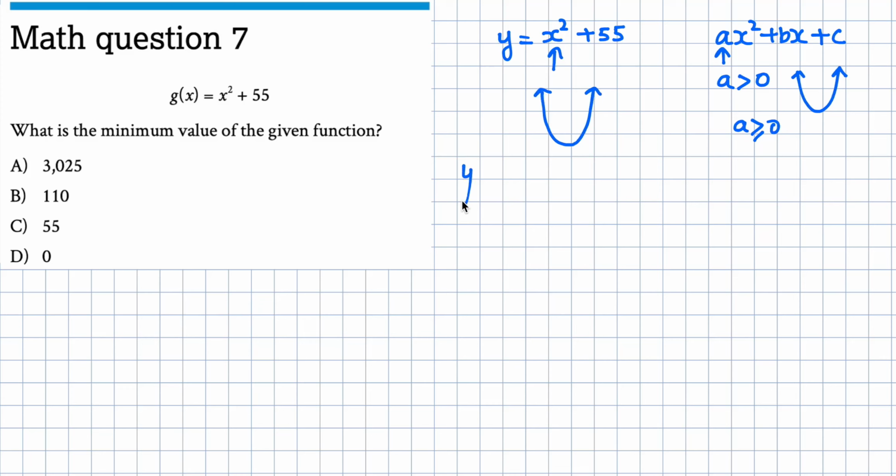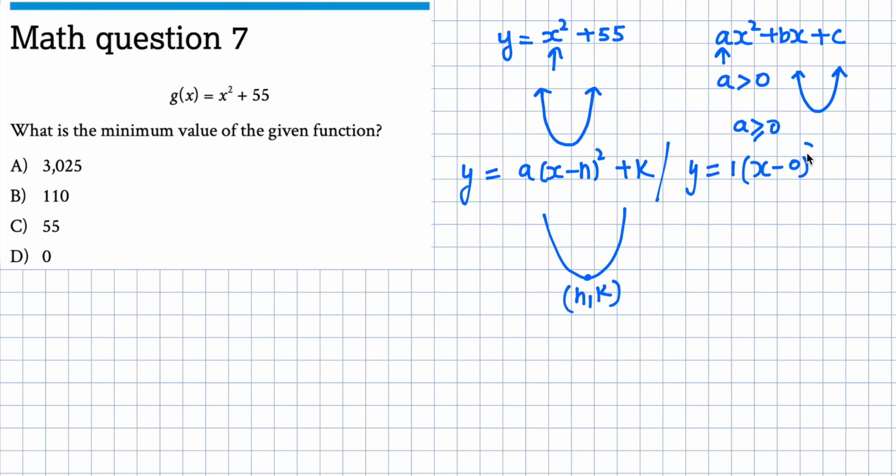Now the second concept used is the vertex form of a parabola, y equals a(x minus h) whole squared plus k, where h and k is the vertex. So this is h and k, that is the vertex, where h is the x coordinate of the vertex and k is the y coordinate of the vertex. If I just compare it with our equation, then y or g(x) is equal to 1(x minus 0) whole squared plus 55. That means h is 0 and k is 55 here, right?